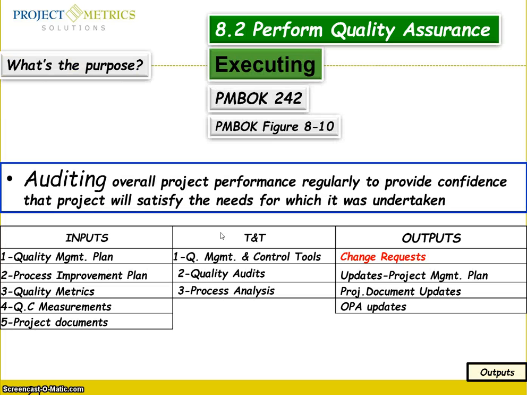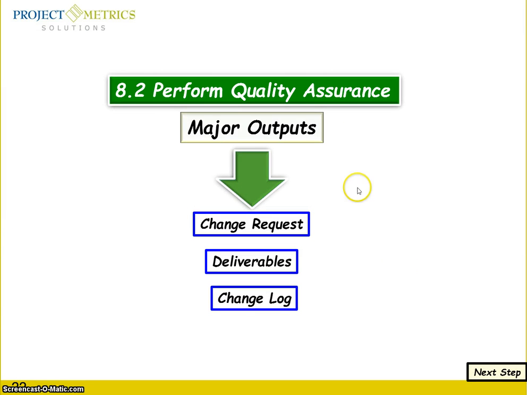What is the purpose? It is auditing, administrative work. You have to provide confidence that the project will satisfy the need for which it was undertaken. The output here is a change request. The major outputs for perform quality assurance are change requests, deliverables, and the change log. Any change you have to document in the change log, whether it is rejected or approved.